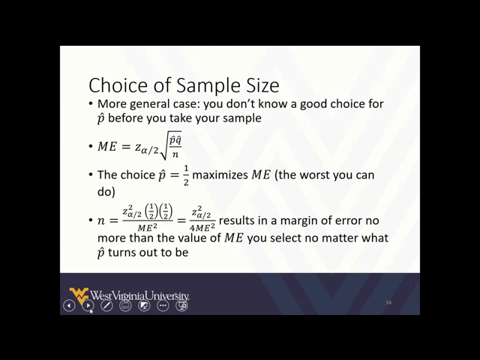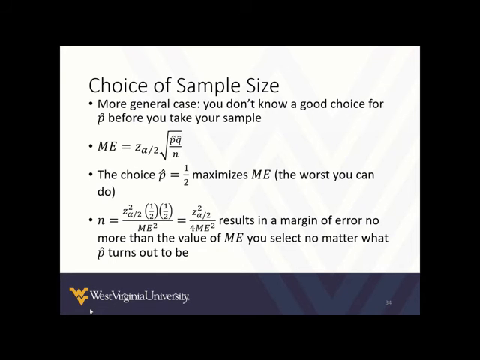Excellent. And so just a little bit of a follow-up. So in a more general case, we don't know a good choice for p hat before you take your sample. And so that formula where the margin of error equals z alpha over 2 multiplied by the standard error of p hat, that's great in the previous example.